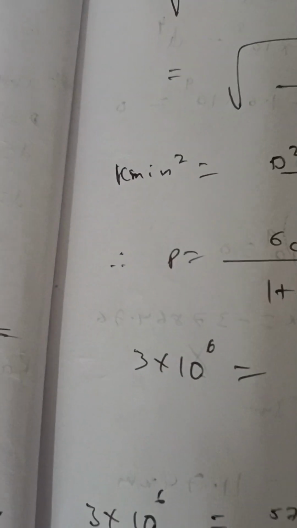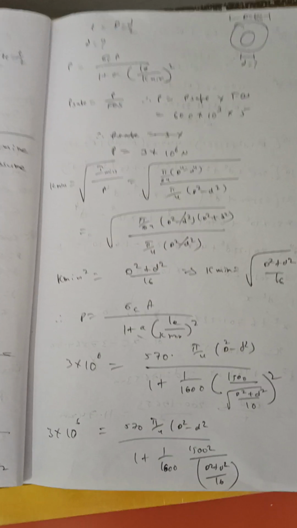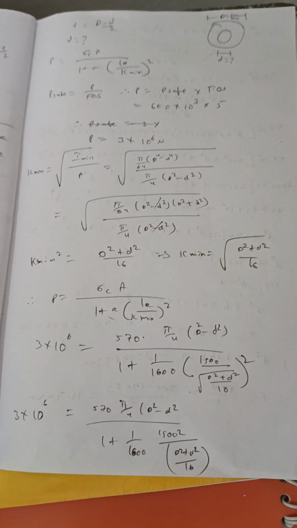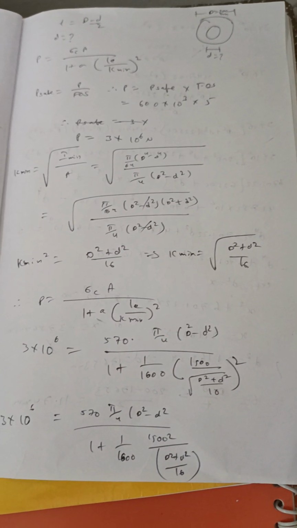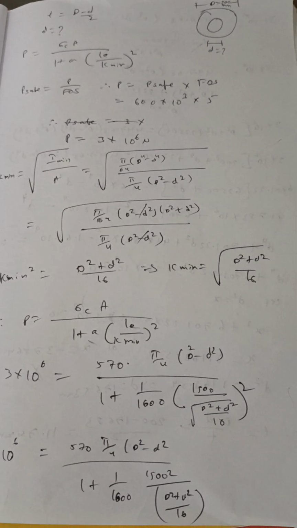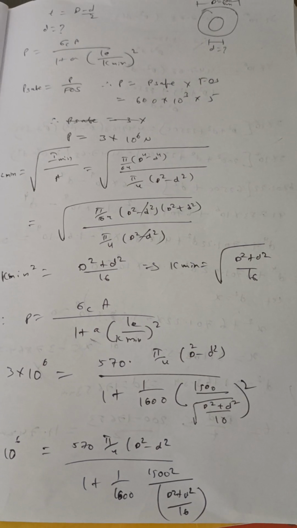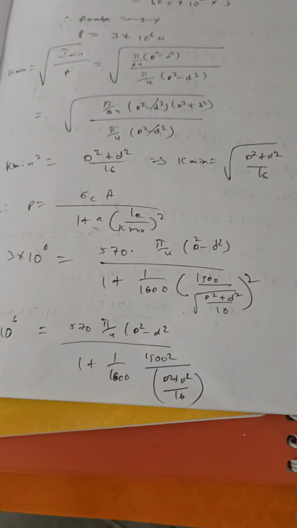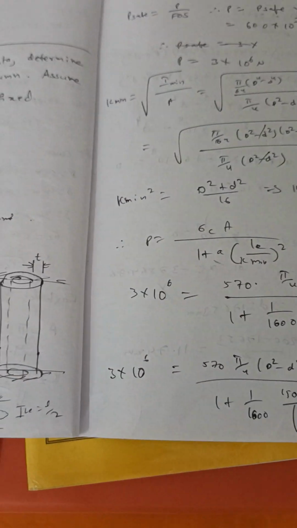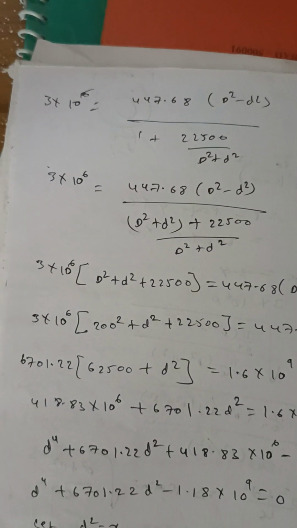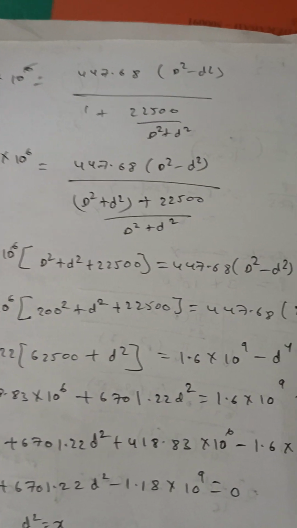Here we are substituting, instead of P, 3 into 10 power 6, and instead of sigma c we are substituting 570, area pi by 4 into (D square minus d square), and 1 plus a is 1 by 1600, and Le is 1500, and k minimum is under root of (D square plus d square) by 16, whole square. Now we are getting this one.